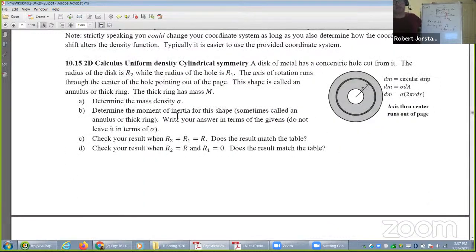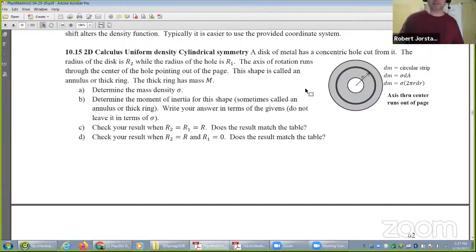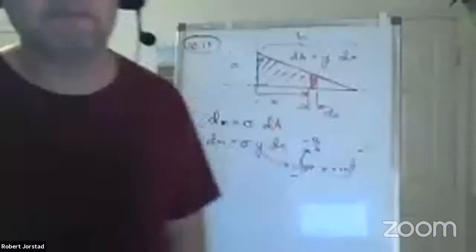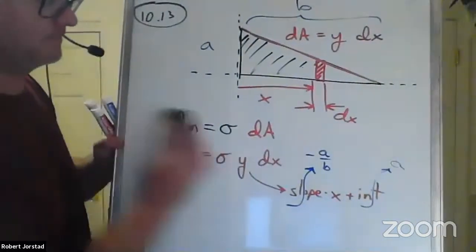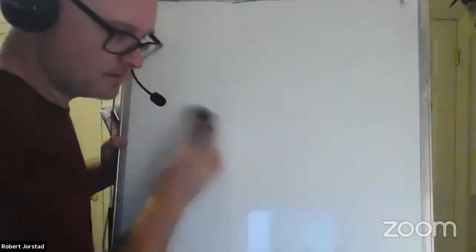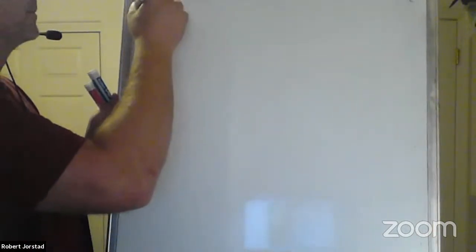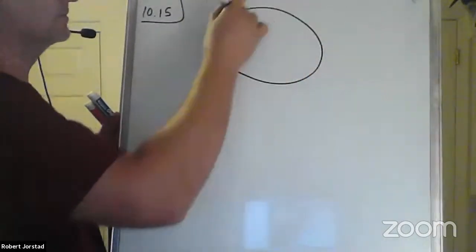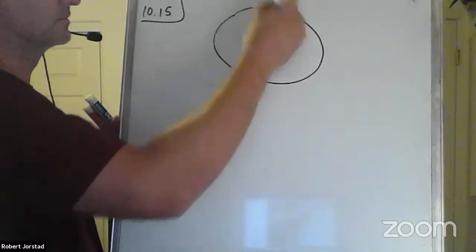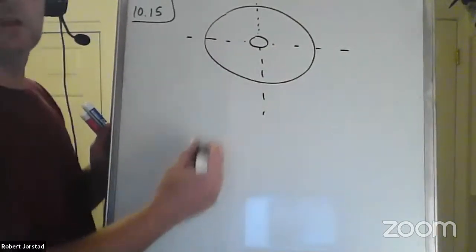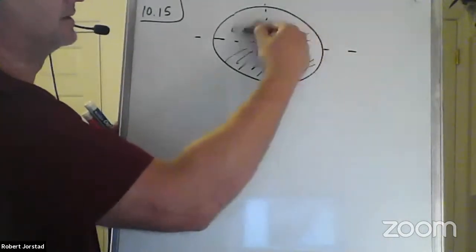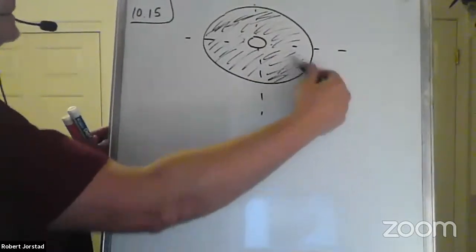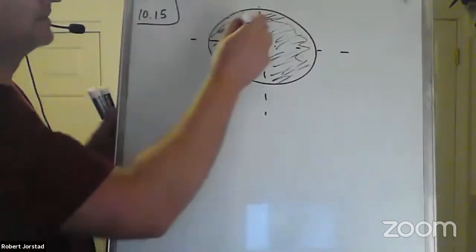What about 10.15? I was alluding to this earlier, and let's actually make sure we do this one so we understand it. So you have a disc of metal and you've got a hole cut from it. Both are on axis. There's a couple of different ways to do this one, but let's start like this. What problem did I say this was? 10.15. Okay, sorry, that's not a perfect circle. Maynard would be proud. That's an obscure reference.